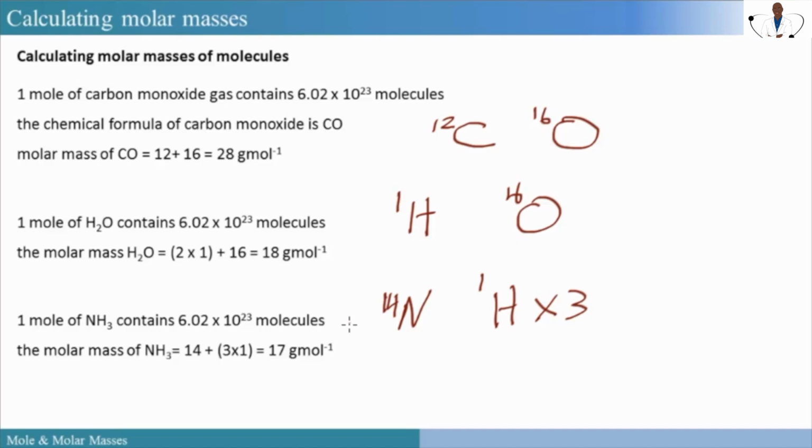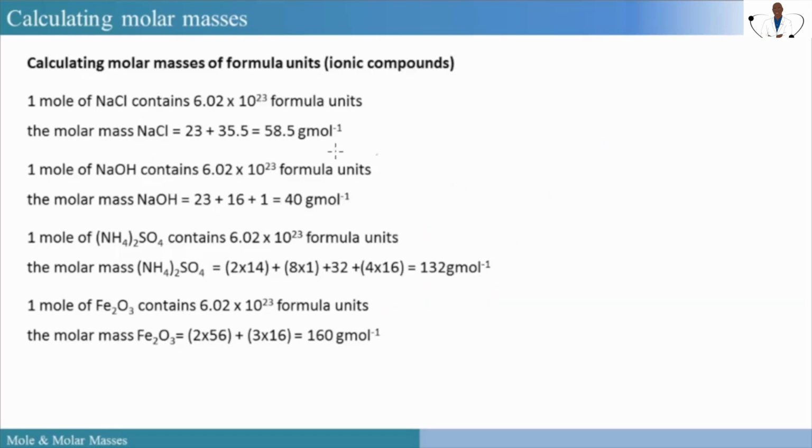Let's look at the final way of calculating the molar mass, this time using ionic compounds. Here we have an ionic compound, sodium chloride. The mass number of sodium is 23. The mass number of chlorine is 35.5. And so in calculating the molar mass of sodium chloride, we would add the mass numbers of each element. 23 plus 35.5 would give you 58.5 grams per mole.